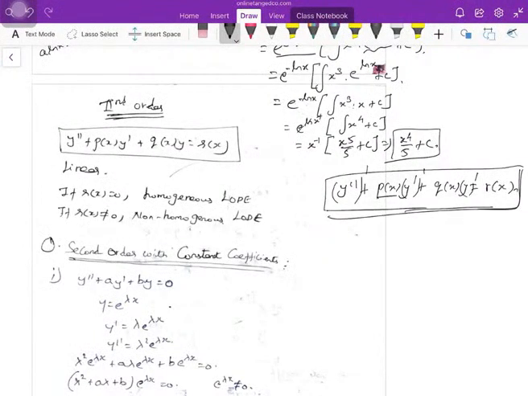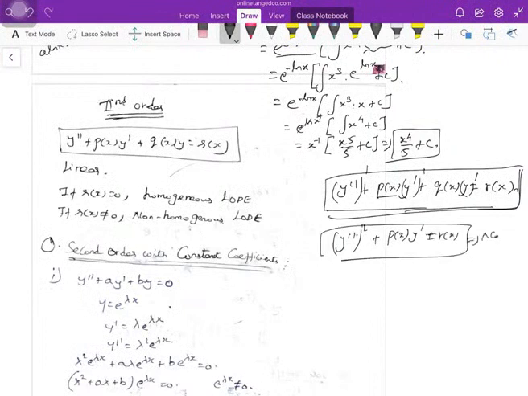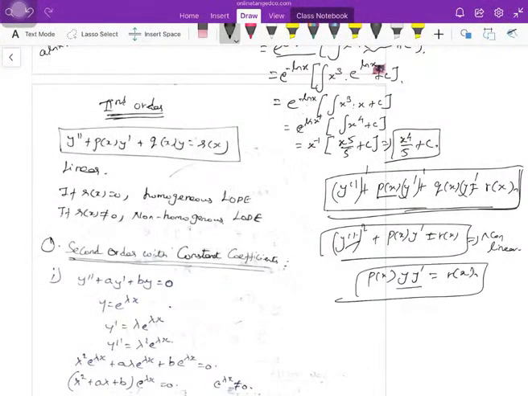a non-linear equation. For example, if I'm saying y double dash the whole square plus p y dash plus q y is equal to r of x, this is a non-linear equation, because here the power of y double dash is 2. Otherwise, take p of x into y y dash is equal to r of x. Here also the degree is 2, because it is a product of y and y dash. Y is the dependent variable. If the dependent variable has product terms, then y into y dash, the power will be 2. So this is also a non-linear equation.